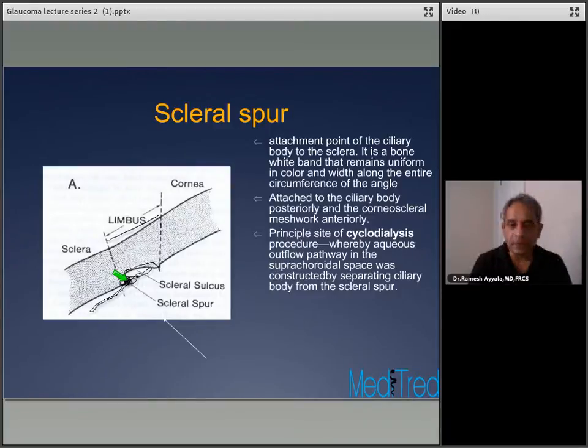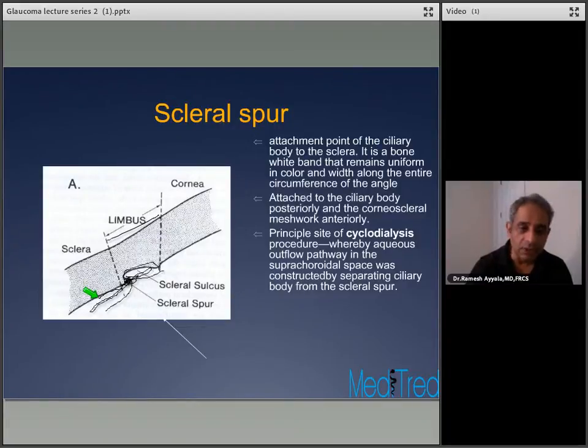It's also the principal site of disinsertion in cyclodialysis cleft formation. Remember, we just talked about angle recession, which is a tear in the face of the ciliary body, whereas in cyclodialysis cleft, the entire ciliary body is disinserted from its attachment to the scleral spur. And consequently, too much fluid will flow to access the supraciliary space and the pressure goes down.